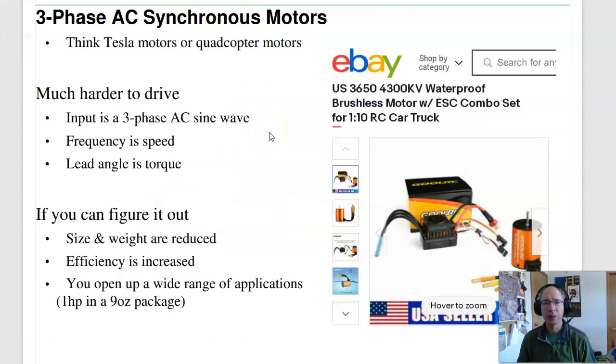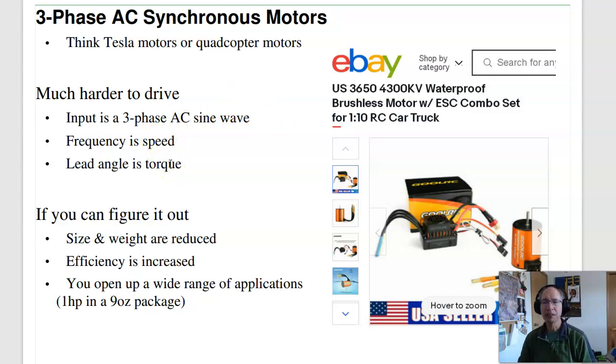So to make a 3-phase AC motor work, it's actually much harder. I've got to convert DC to 3-phase AC to drive the motor. I've got to convert 3-phase AC back to DC. And for the motor, frequency is speed, lead angle is torque.